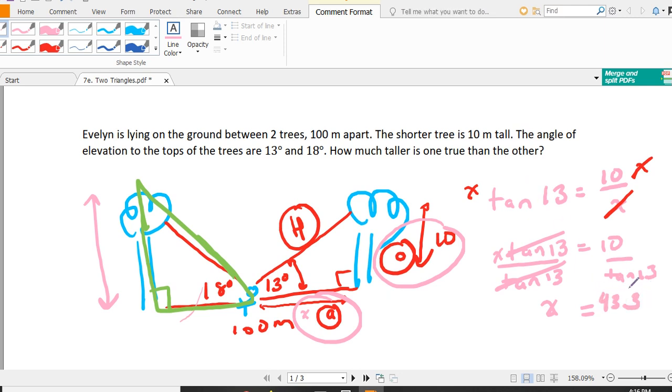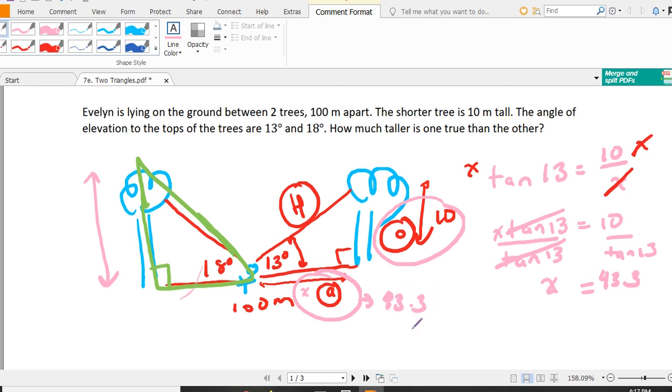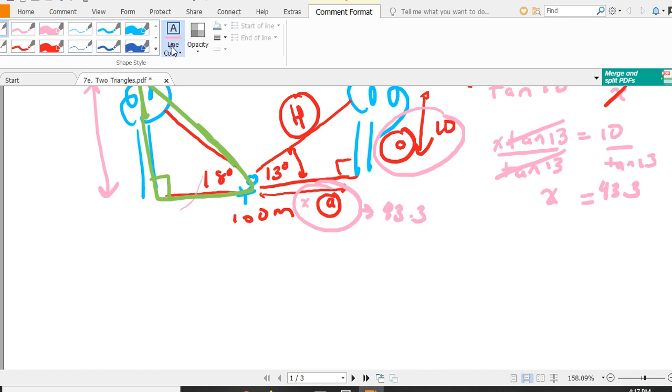Now am I done? No, because x is equal to 43.3, right? Which means that the length we actually care about, this length, will be 100 minus 43.3, and that will give me 56.7. So now that I have this side, I can then use SOHCAHTOA to find the height of this tall tree.